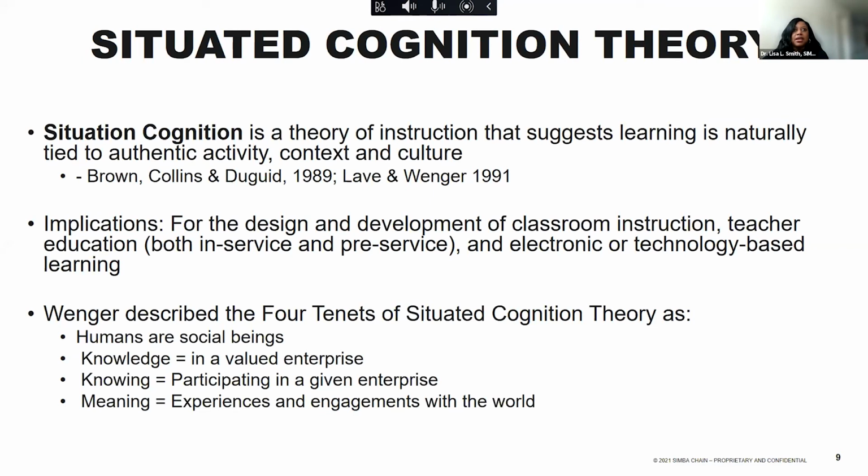The context of meaning, which emphasizes experience and engagement within the new world, is best achieved by including that participant in that environment, such as going to college and assuming the lifestyle of a college student, or joining a new religion and embracing its traditions. This concept is most effective in the design and development of classroom instruction, teacher education, both in-service and pre-service, and electronic or technology-based learning.